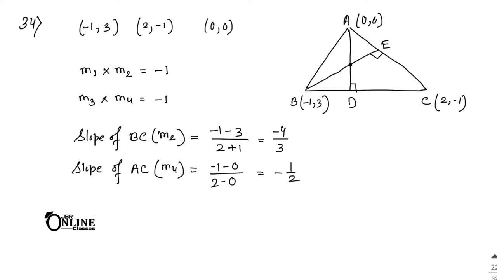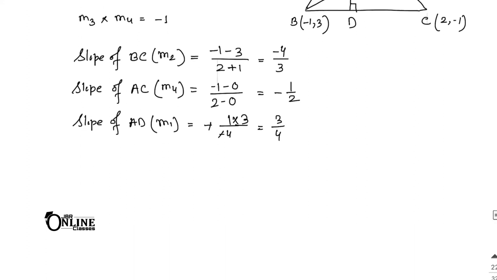Now you can easily find the slope of AD, that equals M1. So M1 equals -1 by M2, and M2 means -4/3, so the minus signs cancel out and it will be 3/4. Next, you have to find the slope of BE, that equals M3. So it will be -1 by M4, that means -1 by -1/2, so it will be 2. Clear? So the slope of BE equals 2, and the slope of AD equals 3/4.